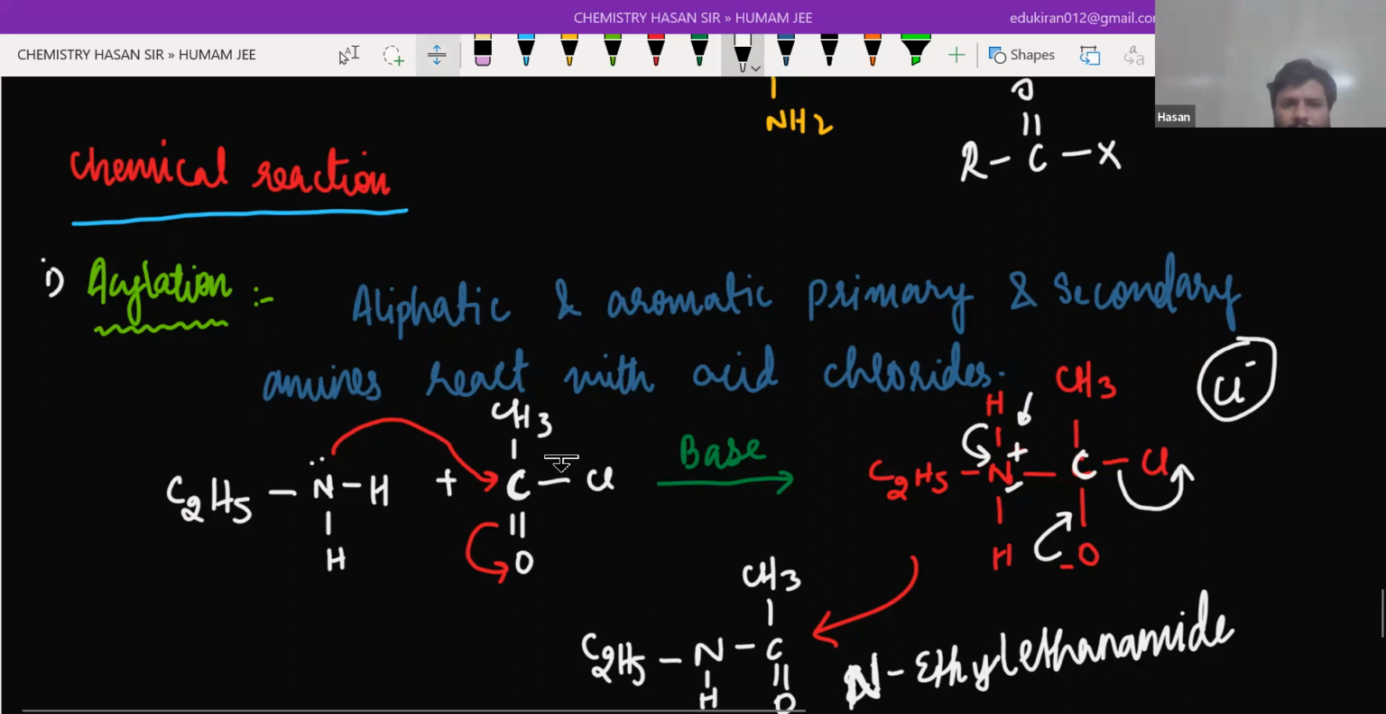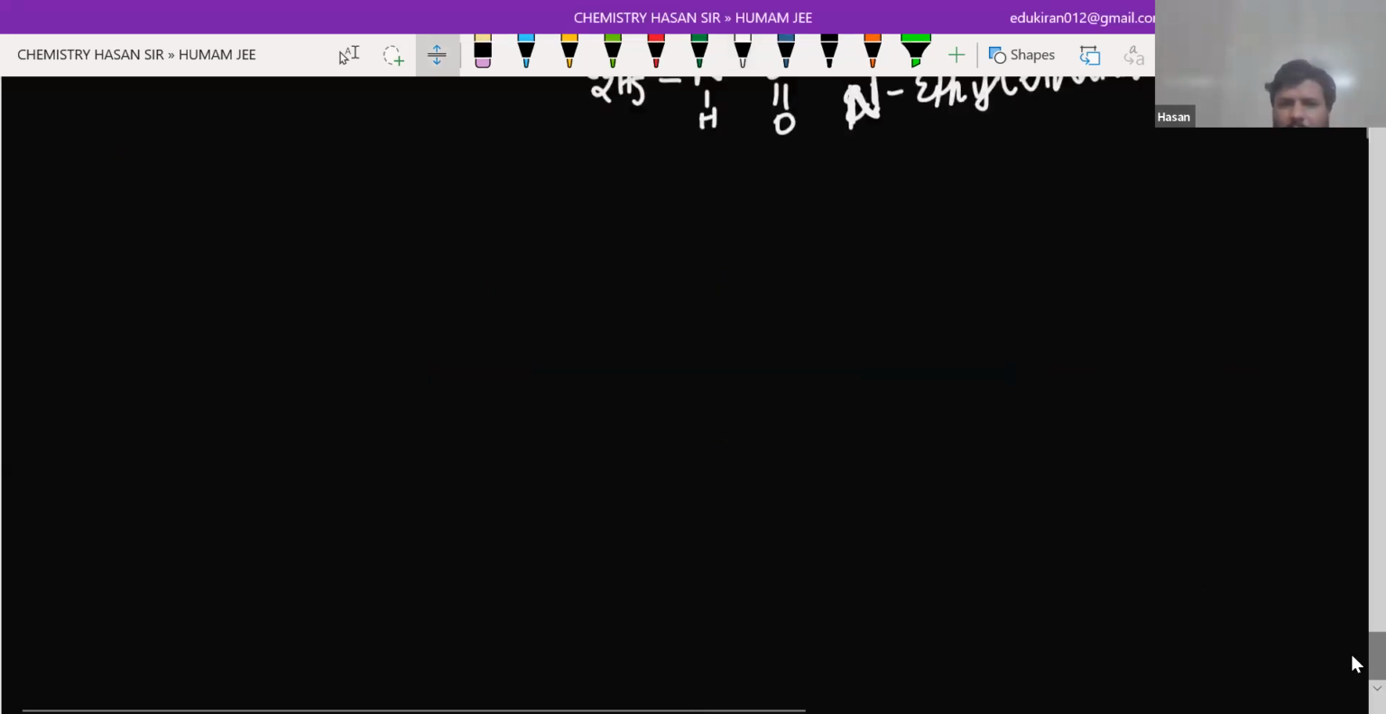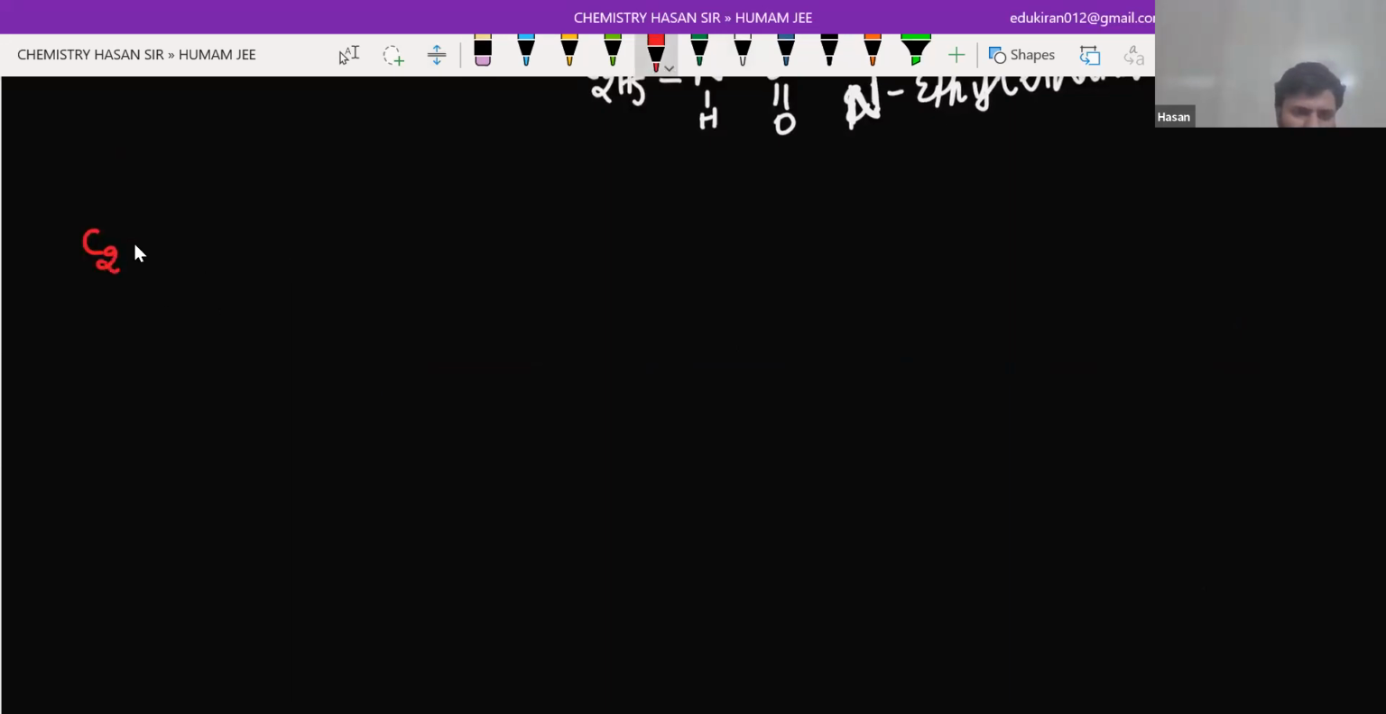Okay, so try to apply the same mechanism for this. This is your secondary amine, C2H5, N is there, C2H5 is there. Lone pair, you know there is a lone pair. Hydrogen is there. And you are going to do the same thing. C double bond O, CH3 is there and Cl is there. And the reaction is occurring in the presence of base.